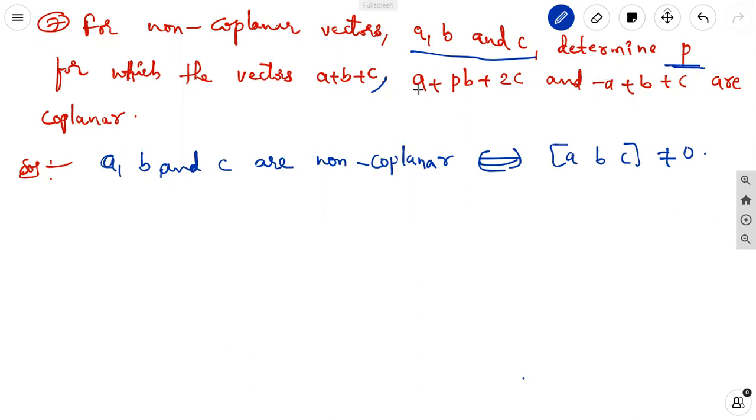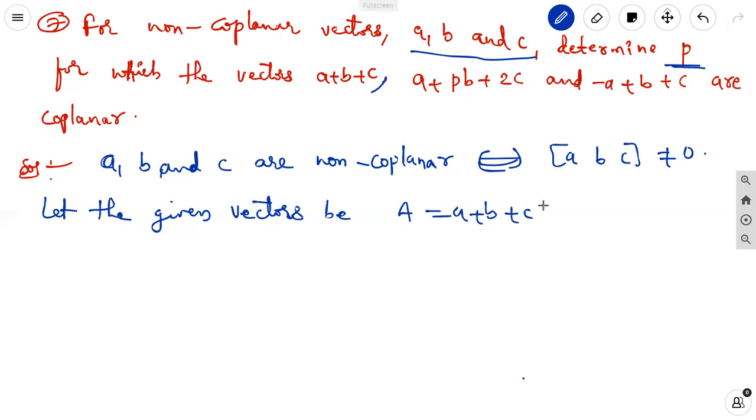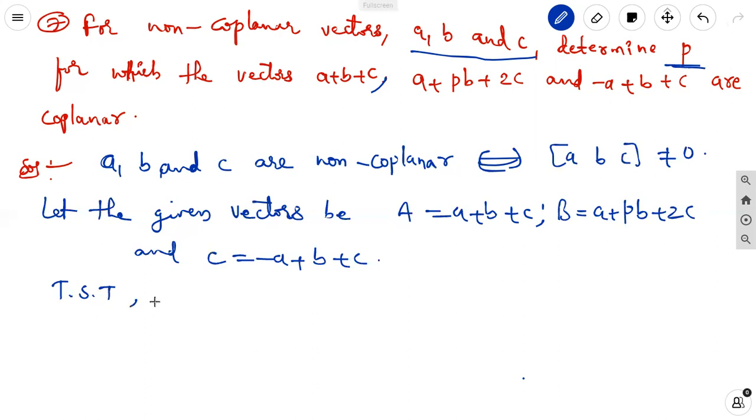Next, determine p for which the vectors are coplanar. Let the given vectors be capital A equal to a plus b plus c, capital B equal to a plus pb plus 2c, and capital C equal to minus a plus b plus c, to show that capital A, capital B, and capital C are coplanar; determine p.